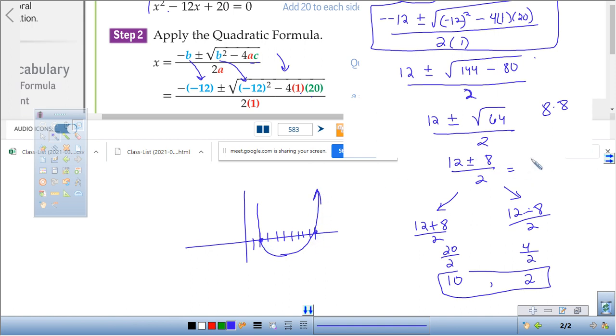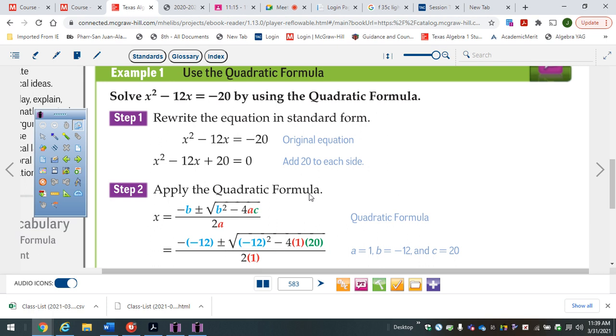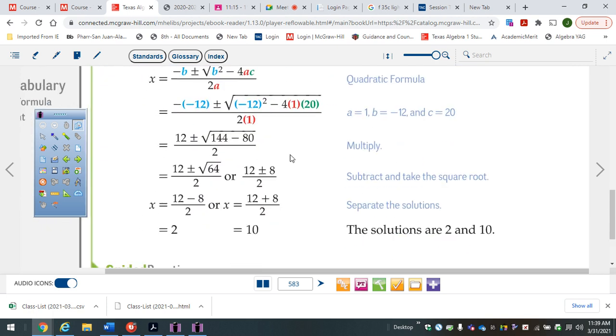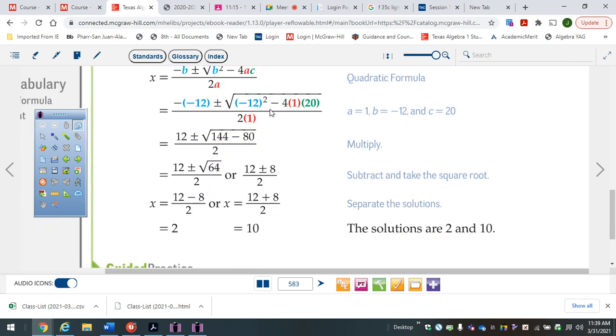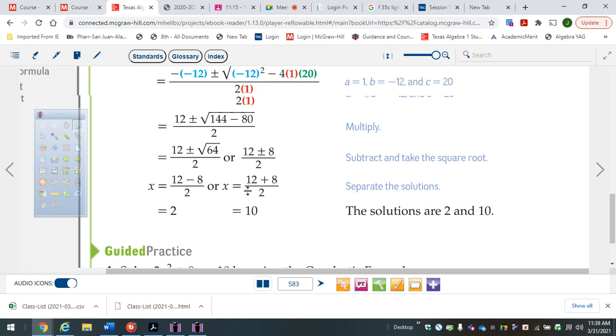Can you use the quadratic formula? Yes. Can you use the graphing? Yes. The sky's the limit how you want to do it. So there's the work they did: 12 squared, 144, minus this 80, is 64. Now the square root of 64 is 8. Now it becomes 12 minus 8 and 12 plus 8, so 2 and 10.